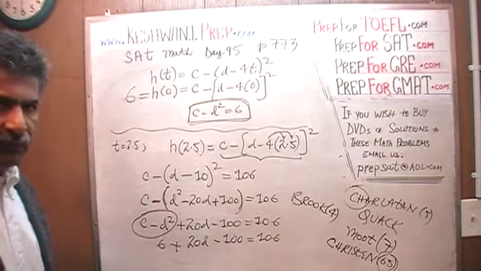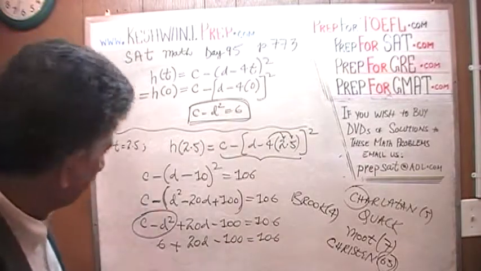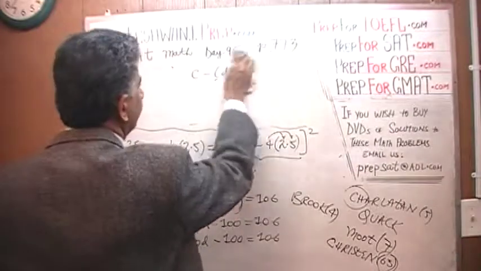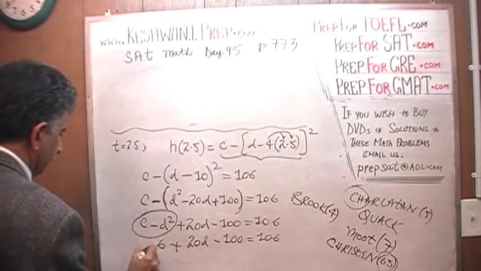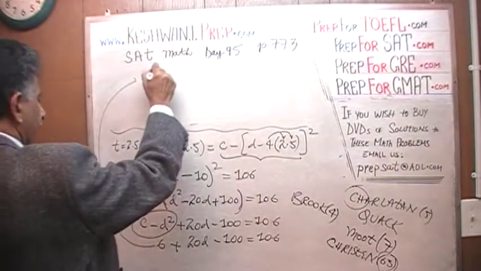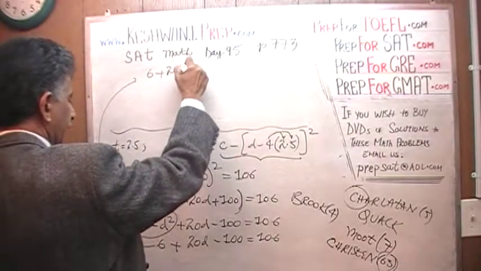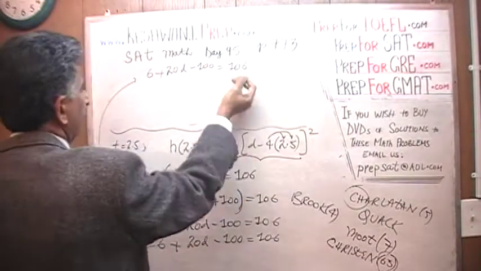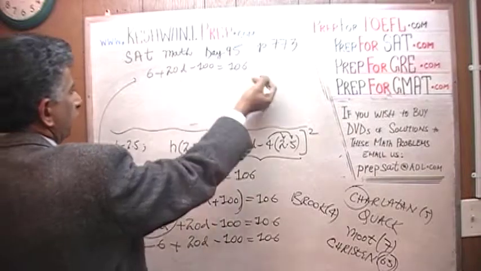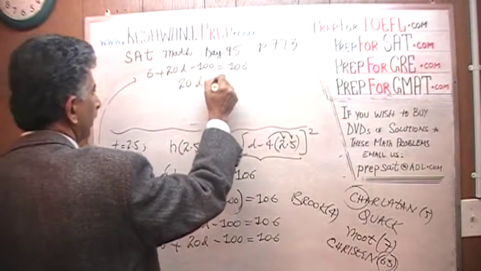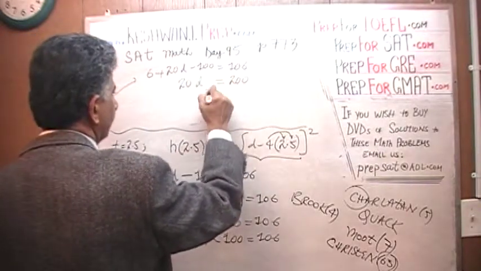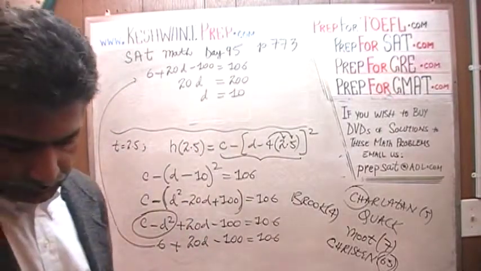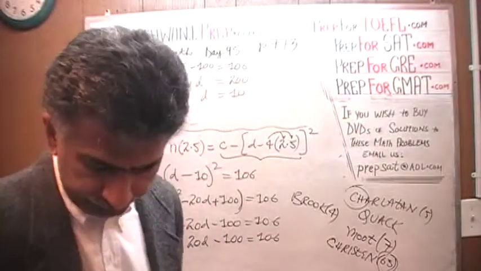Of course, we can solve this for d, which is what we're going to do on the top here, because I'm running out of room. So we can erase this and do it on the top. Let's pick this up. So we have 6 plus 20d minus 100 equals 106. Bring 100 there and bring the 6 there, and you end up with 20d equals 200, which means d equals 10. That's it, we are almost done.